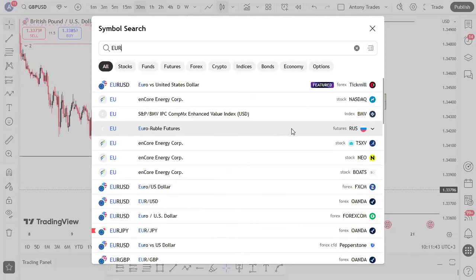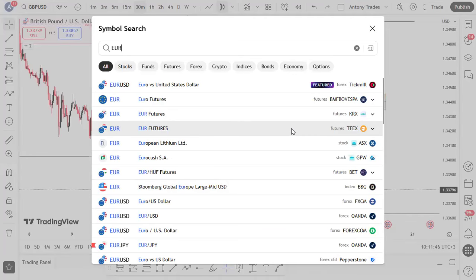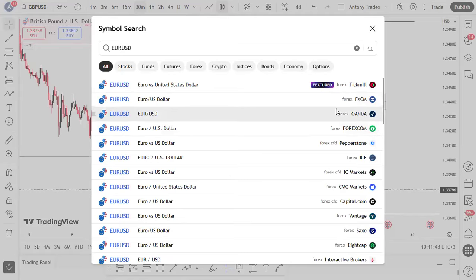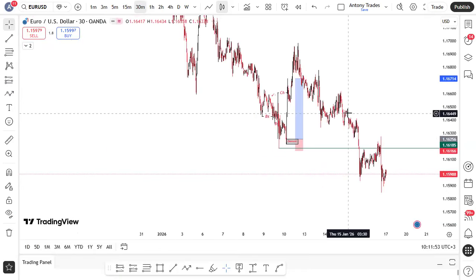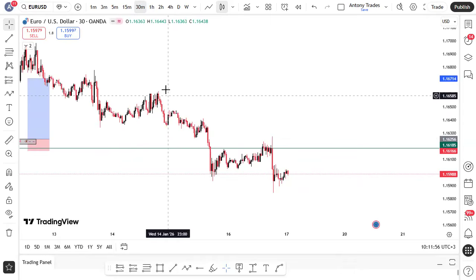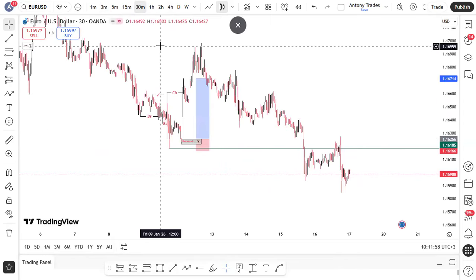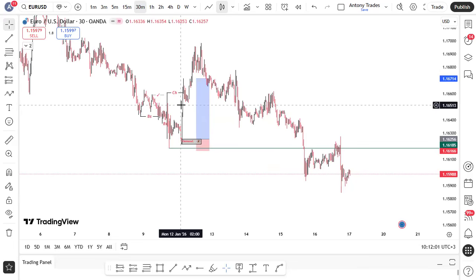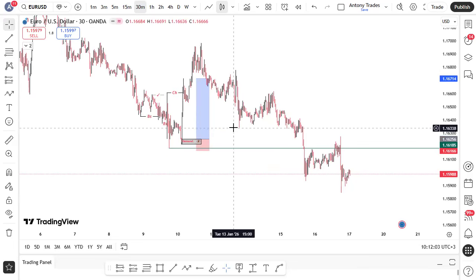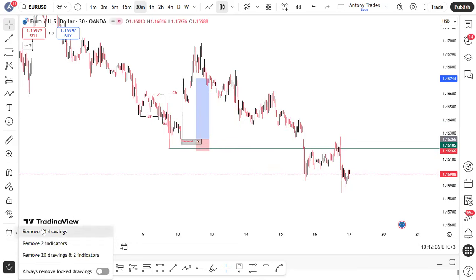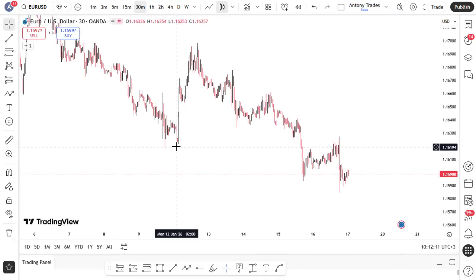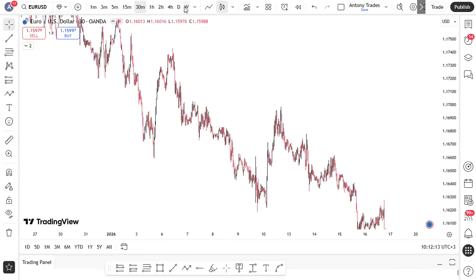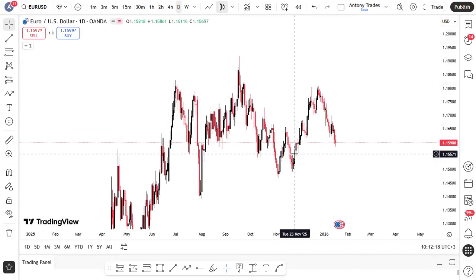I also have Euro USD. Let us look at the Euro USD. If you allow me, guys, I won't start from the weekly time frame, because we're expecting the Euro USD to move the same as the GBP USD. I will just do my analysis from the daily time frame.